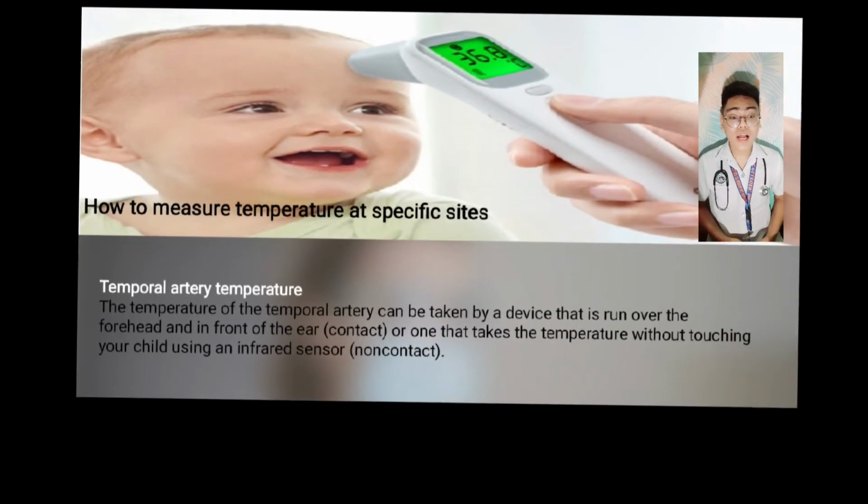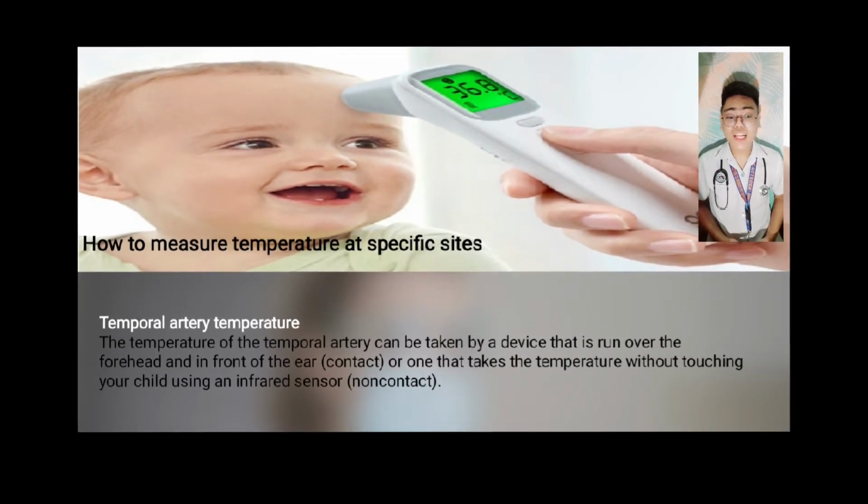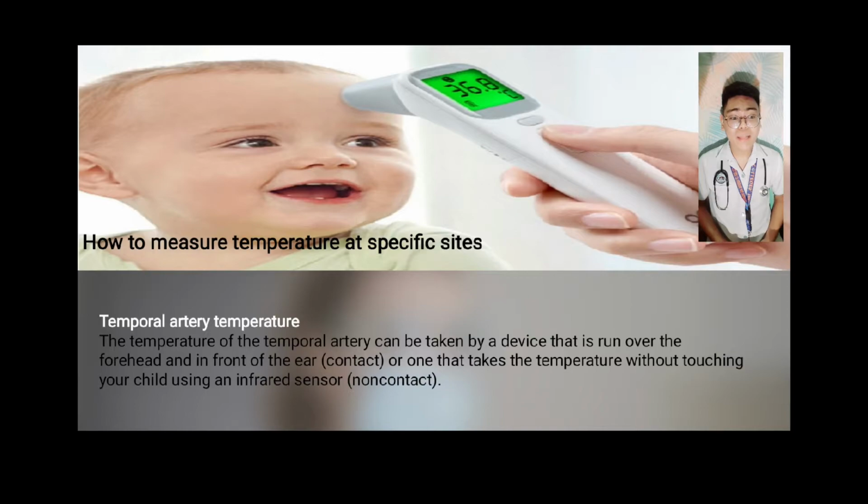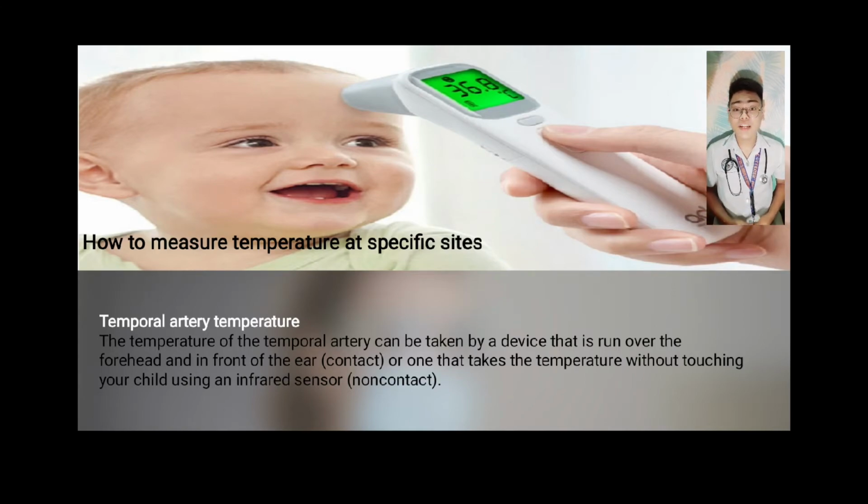Lastly is temporal artery temperature. The temperature of the temporal artery can be taken by a device that is run over the forehead and in front of the ear, or one that takes the temperature without touching your child using an infrared sensor, or non-contact. So this temporal artery temperature device is not as accurate as a rectal or oral temperature, but may be used to screen for fever in children older than 4 years of age.